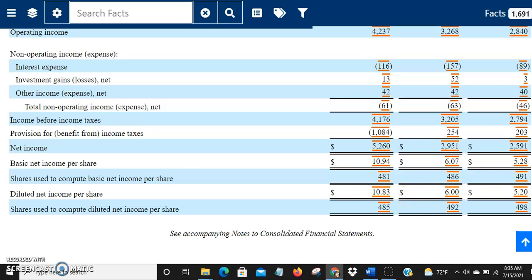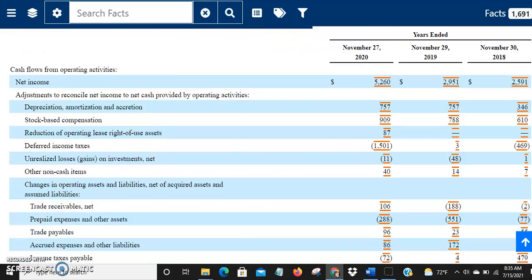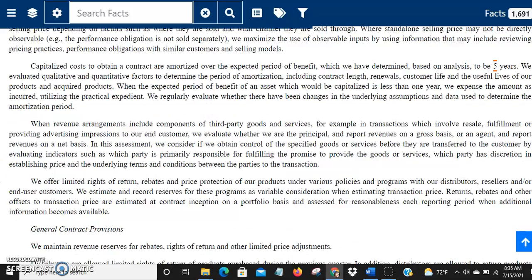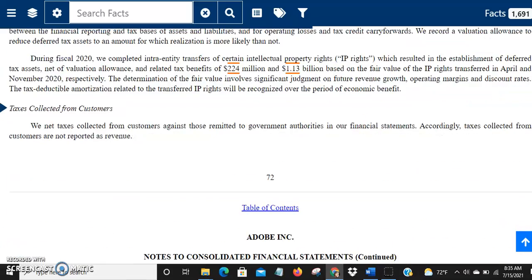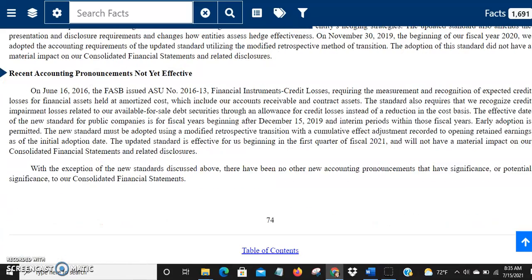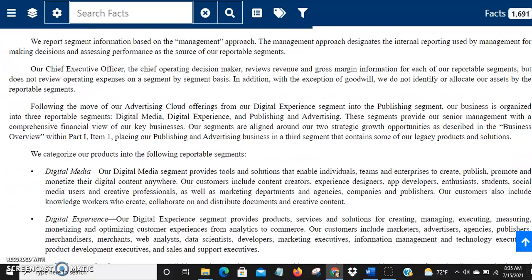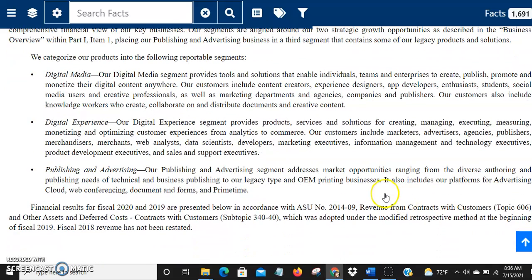So now let's look at the breakup. For Adobe, in note number 2, they have this. In the previous video for Microsoft, I mentioned every company has a different style of showing it. In Microsoft it was note number 19, but here in note number 2 itself they are showing it. Adobe has broken their businesses into 3 parts: digital media, digital experience, and publishing and advertising. So what is each? Let's look at it.